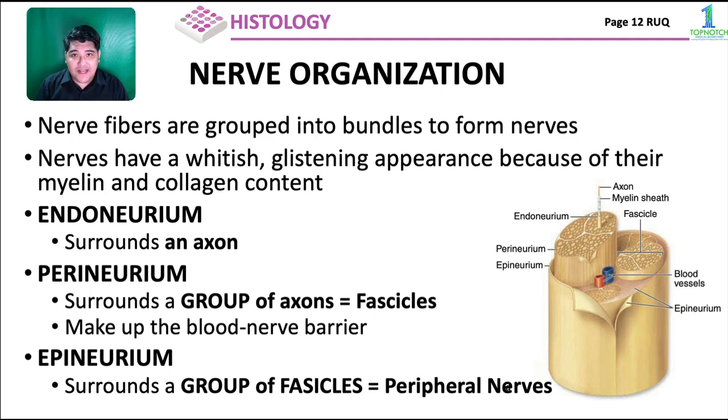Now, what is the nerve organization? Like your muscle, it has coverings. Here, your endoneurium is the smallest. Let's start with the smallest structure. It surrounds your axon. Your perineurium surrounds a group of axons. A group of axons is called a fascicle. So that's your perineurium. And then surrounding the group of fascicles is your epineurium. What is wrapped by the epineurium is already your peripheral nerve. Again, endoneurium to axon, perineurium to group of axons or fascicles, epineurium to group of fascicles. So remember the organization of the nerve.